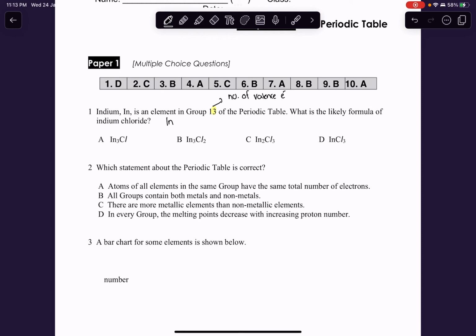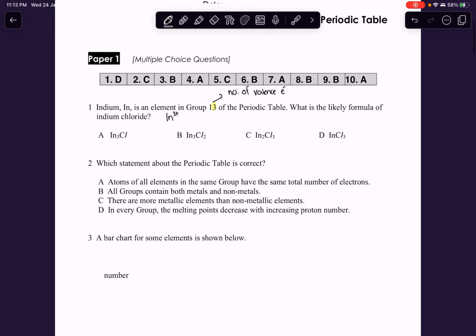Indium will form an ion of In3+ because it will lose 3 electrons. Losing 3 electrons means losing a negative 3 charge, so it becomes a plus 3 charge. So In3+ and Cl-, if you put them together, you will have InCl3. To balance, you can do the crisscross method: you put 3 and 1, crisscross, then you get InCl3.